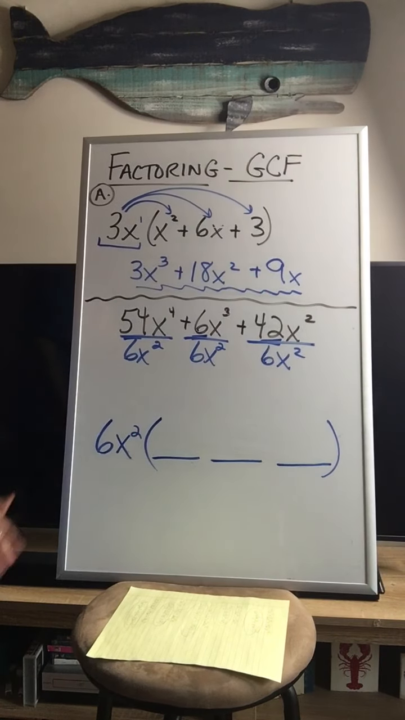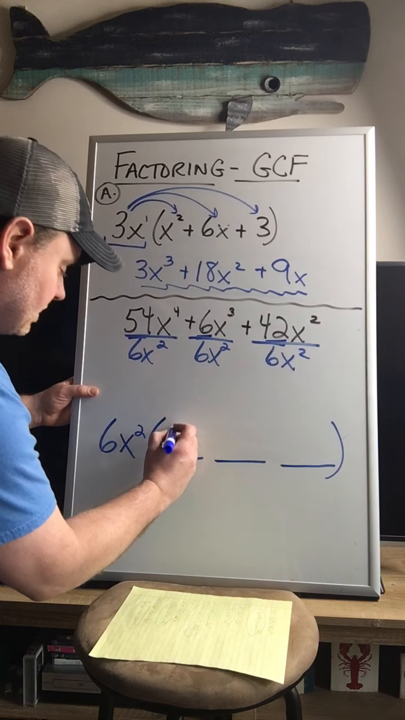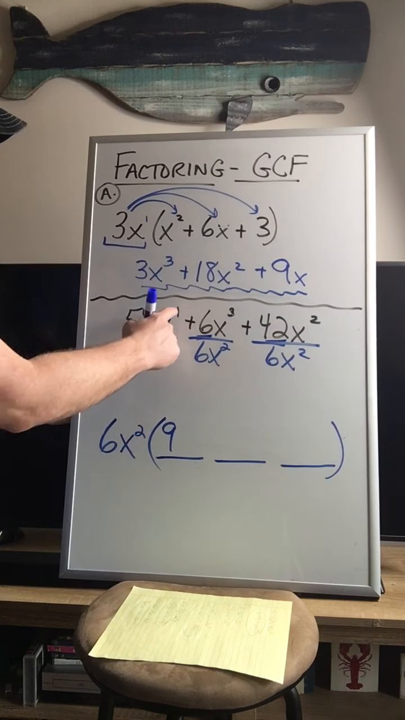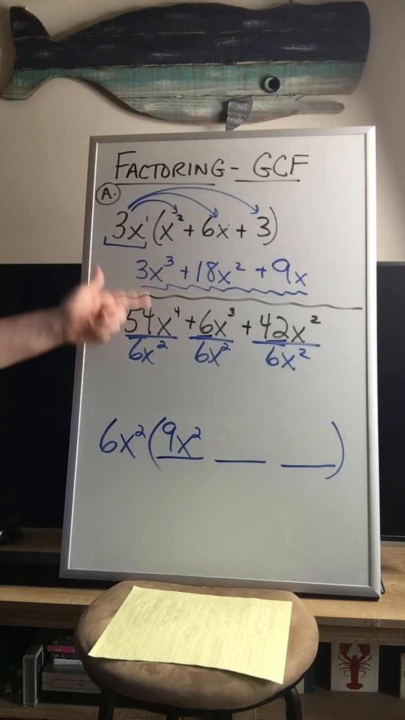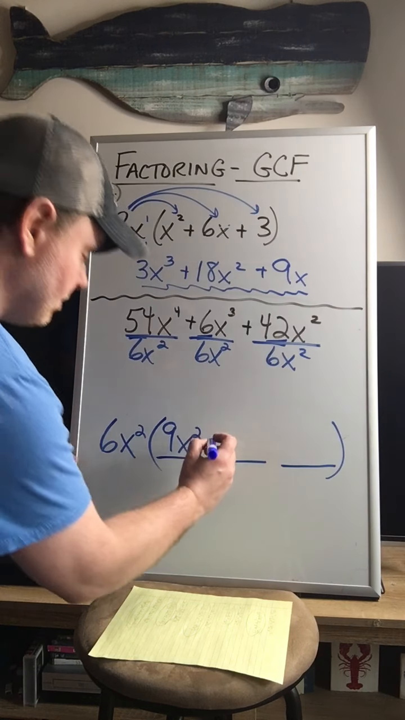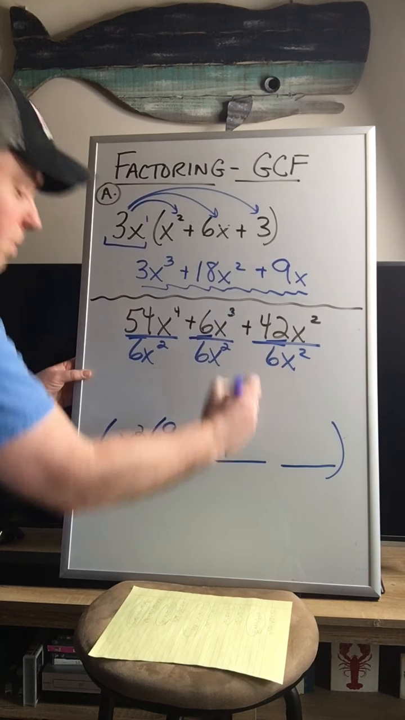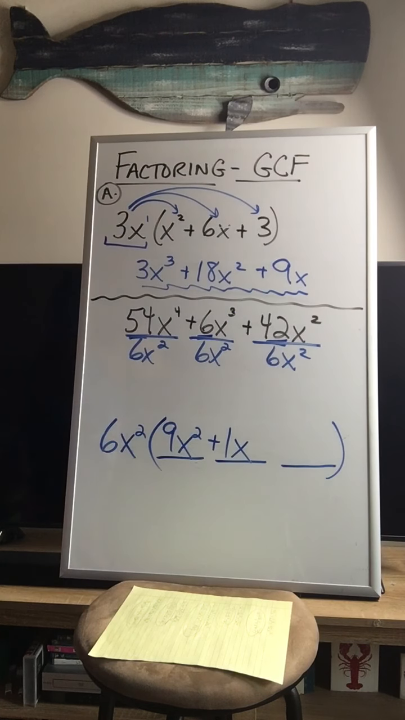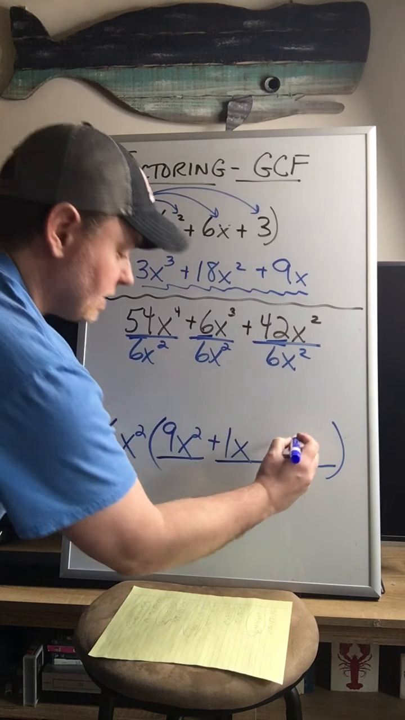So this is why we practice division. You take each of these terms and you divide it by the GCF that you decided on. So 54 divided by 6 is 9, and x to the fourth divided by x to the second would be x to the second, because I'd subtract the exponents. 6 divided by 6 is 1. And x to the third divided by x to the second will be x to the first. Right? And then 42 divided by 6 is 7.